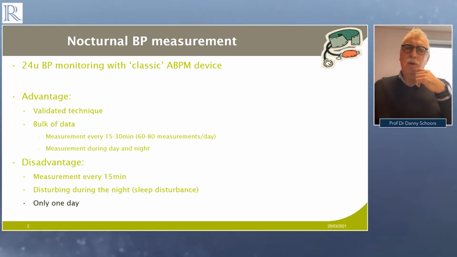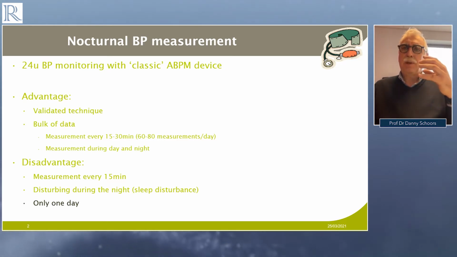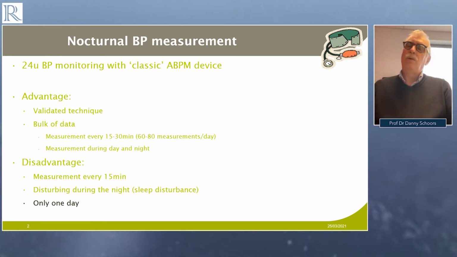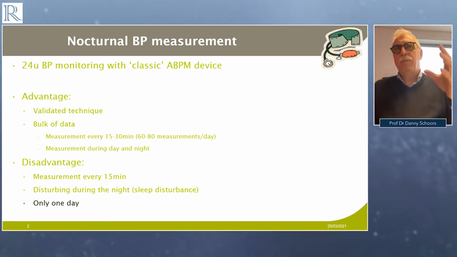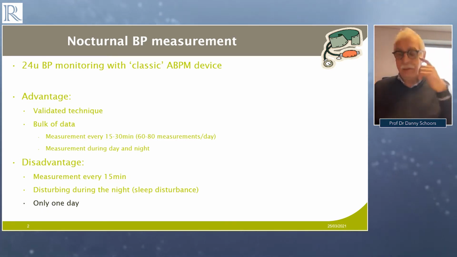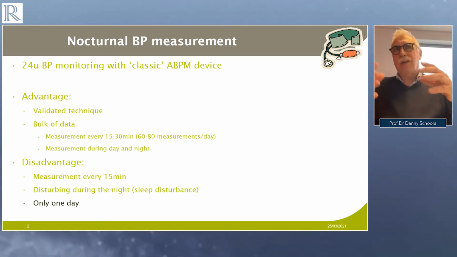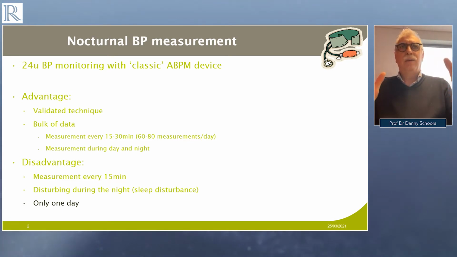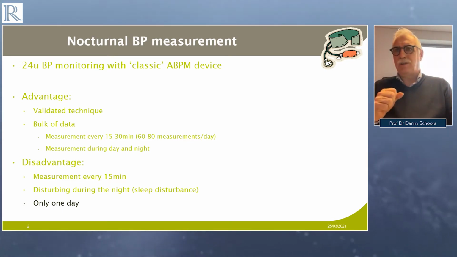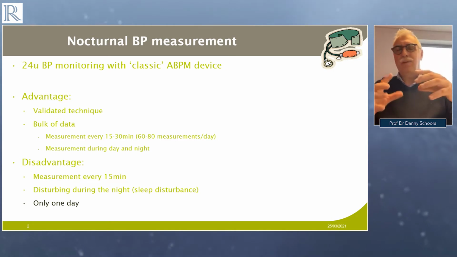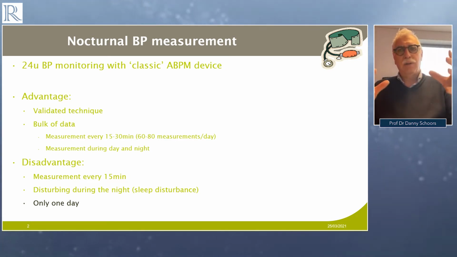A further disadvantage is that it measures your blood pressure only for 1 day. You can keep the machine for 2 days, but mostly we do it for 1 day. And this is then the data of only 1 day. Now, I'm a cardiologist. I also look at heart rate, and I know that the use of a Holter registration for heart rate for 1 day doesn't give you all data of the patient, because not every rhythm disturbance you will see on 1 day.